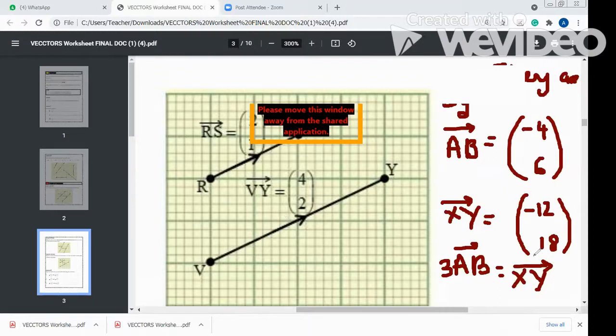Just like this one here, though. Well, notice 3 was the only number we can multiply AB by to get what? XY.